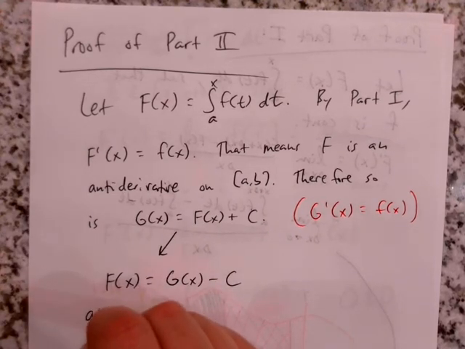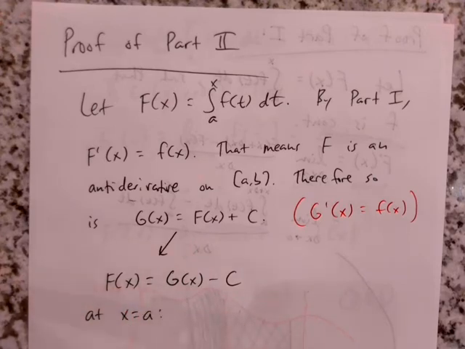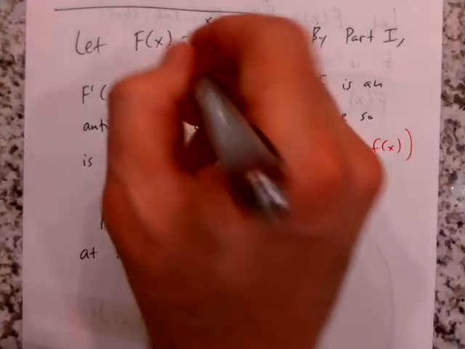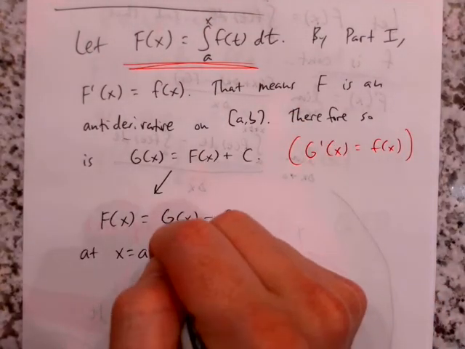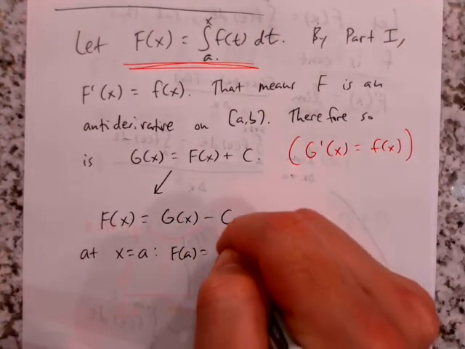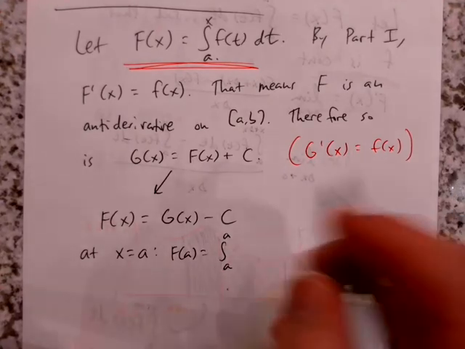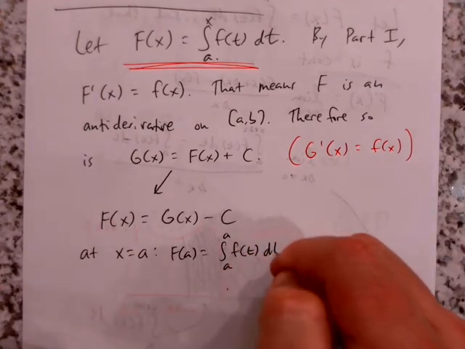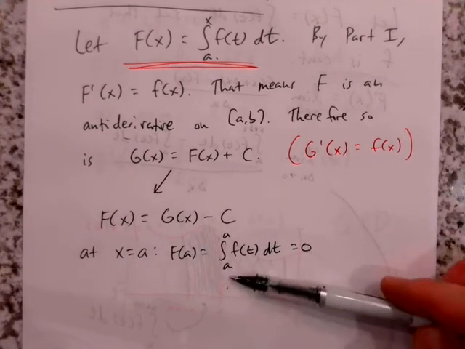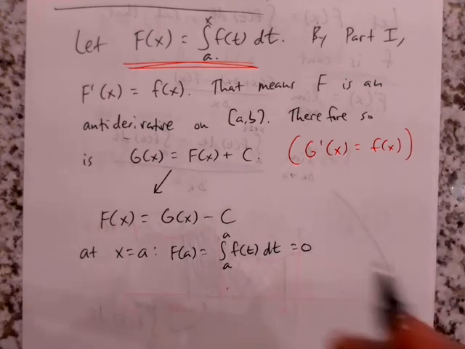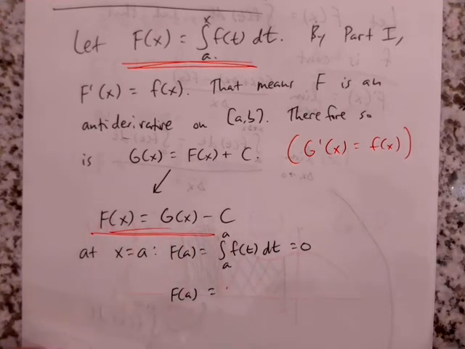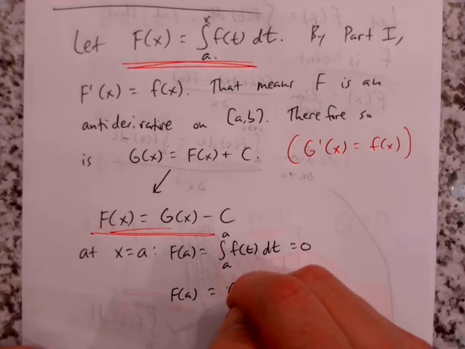At x equals a, we have two expressions for big F. From the first definition of big F, we have that big F of a equals the integral from a to a, because the variable is the upper bound on your integral. But that gives us 0. The area underneath f from a to a, you don't go anywhere, so the area is 0. We also have, from the second expression for big F's definition, that big F of a is just big G of a minus c.